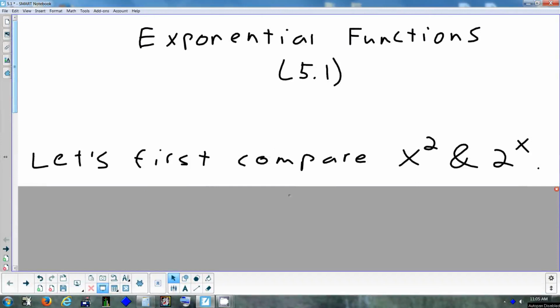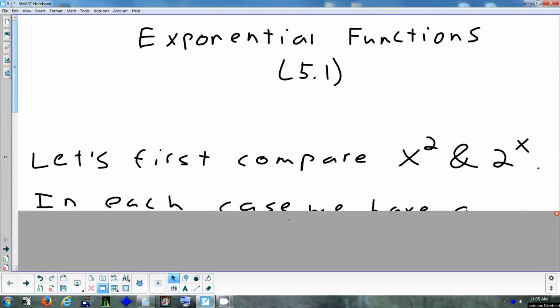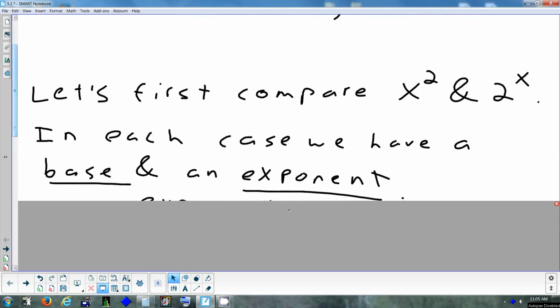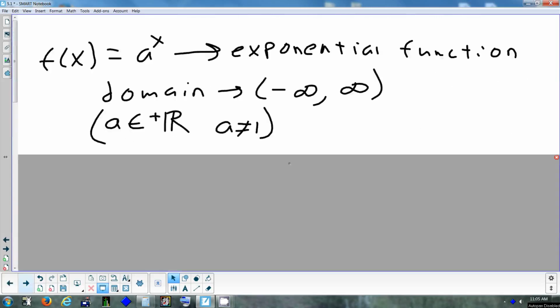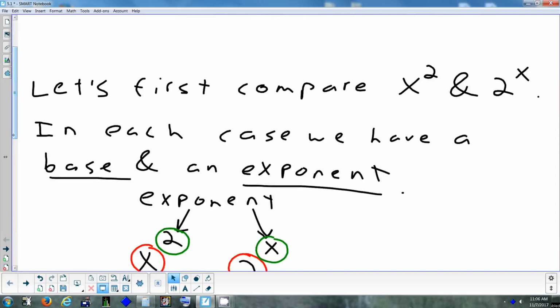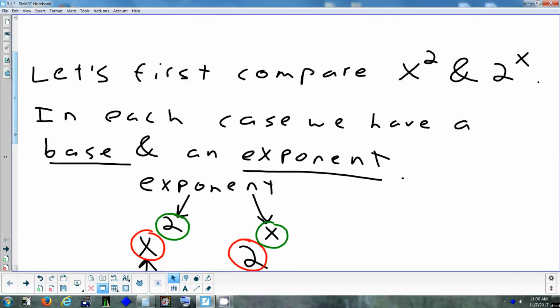X squared. X squared is a polynomial. So polynomials are a different category, which are non-exponential. So it's the 2 to the x. Right? But in both cases, you have a base and an exponent. So the base is the number that's written a little bit lower. The exponent is the number that's higher.